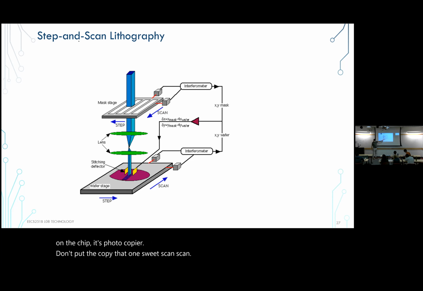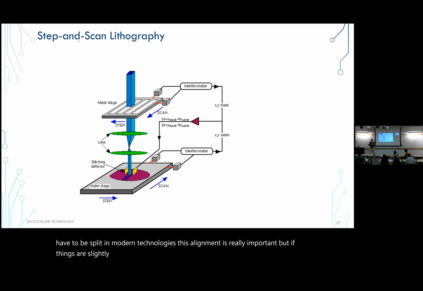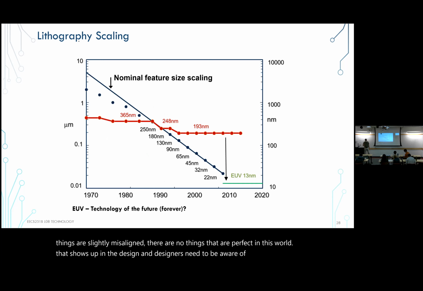There are many things that have to be aligned precisely. We'll see that some of the layers have to be split. This alignment is really important, but if things are slightly misaligned, there are no things that are perfect in this form. That shows up in the design, and designers need to be aware of that. Let's get to the bottom of things.